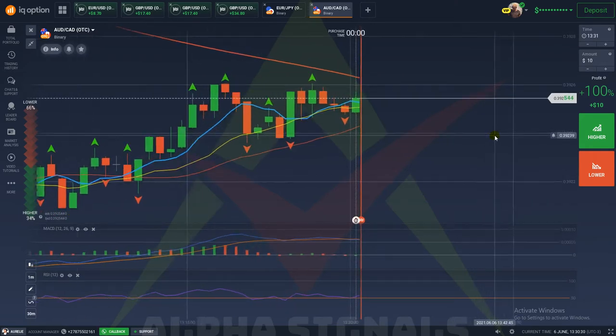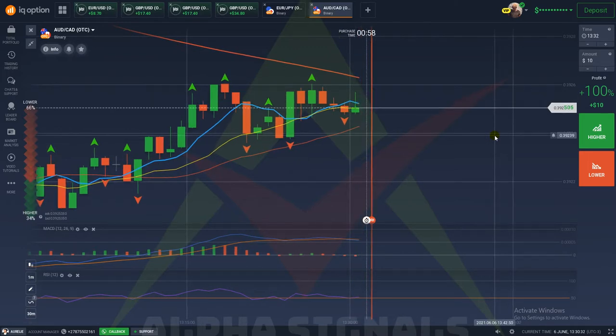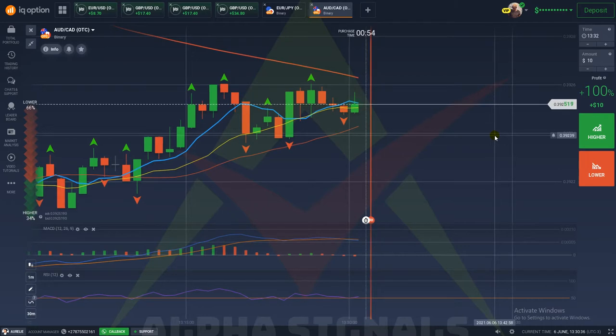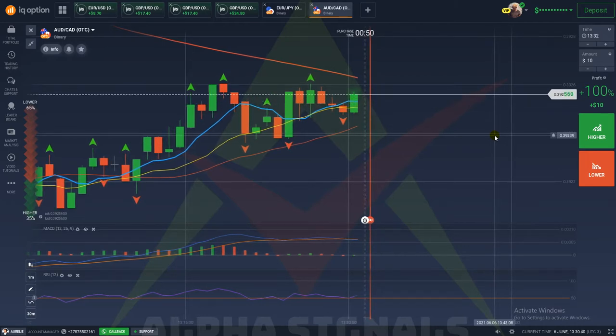Alright, so with that being said, the OTC market, which is the weekend market, doesn't work with the MT4 platform that we normally use the alpha zones indicator on.